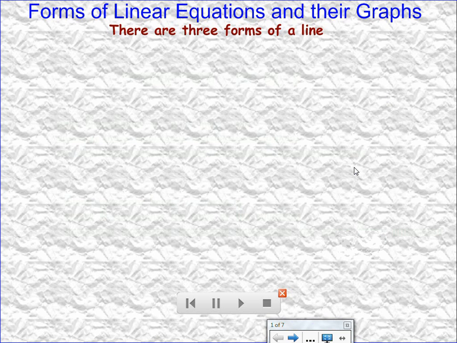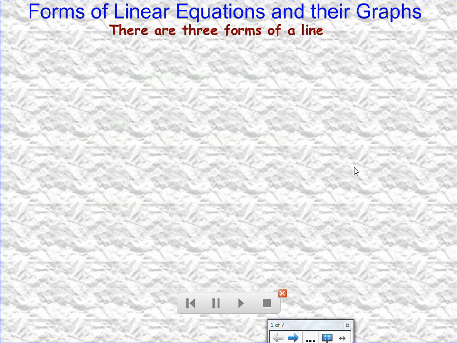Good morning. Today we're going to discuss forms of linear equations and their graphs. What we mean by this is that we're going to talk about how lines are graphed on the coordinate plane by using their equation or the equation of those lines. And there are three forms that we discussed in class. And we used in our discussion the fact that they are made up of terms and coefficients.